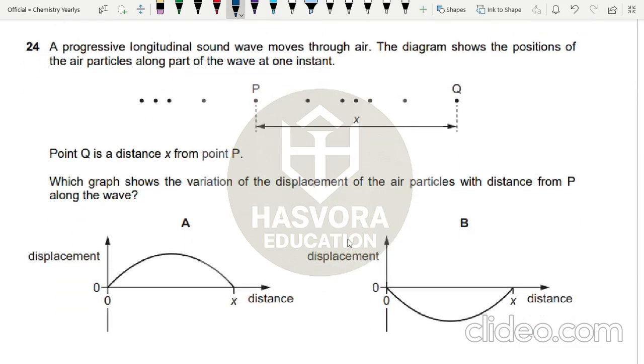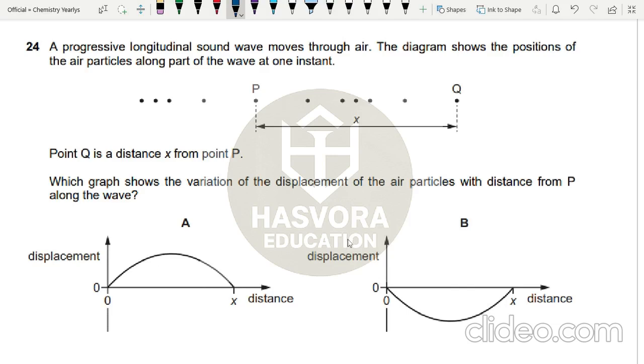Now for the sixth question, we have a progressive longitudinal sound wave moving through the air. The diagram shows the position of the particles in the air along the path of the wave at one instant. Point Q is at a distance x from the point P. Okay, so they have given you the distance between P and Q. Which graph shows the variation of displacement of the air particles with distance from P along the wave? This is actually a very important question.